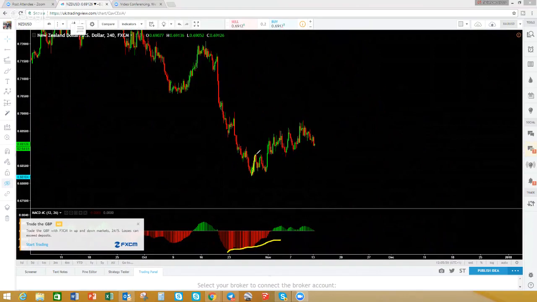Right, so then it gave you an impulse and this corrective structure. When we broke out of this corrective structure, we took the trade, okay? Took the trade around there. But now, it is doing something like this again.